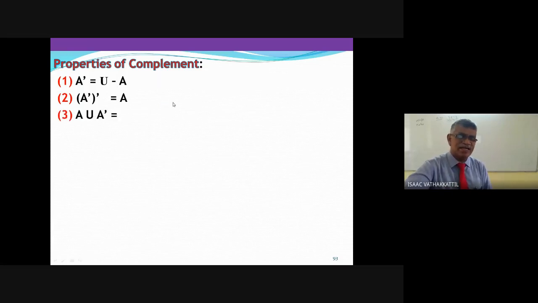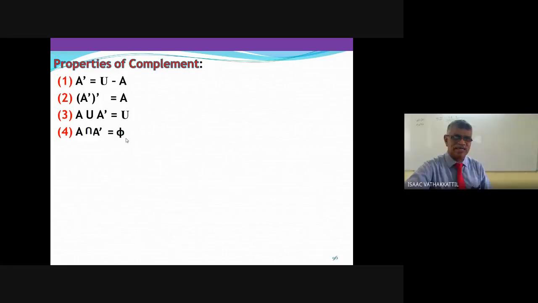What is the union of A and A dash? What is A union A dash? It is the universal set, because if it is not in A, it is in A dash. If it is not in A dash, it is in A. So the union of that is the universal set. What is common to A and A dash? What is A intersection A dash? Nothing. No element. Nothing will be common to A and A dash. What is in A is not in A dash.